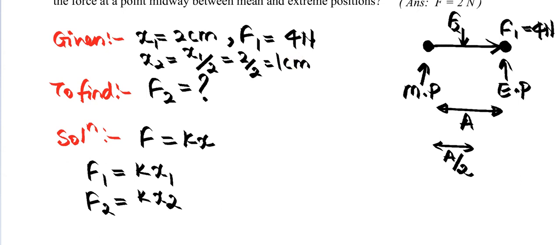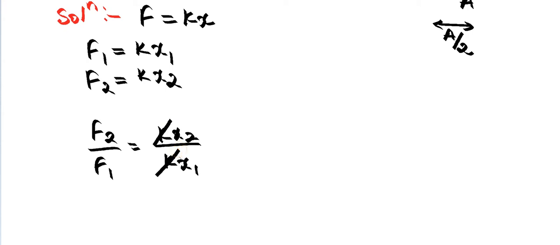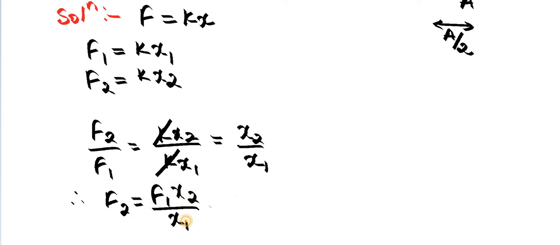Now using these values I'm going to divide these two equations of F1 and F2. So dividing F2 by F1 is equal to kx2 upon kx1. So this k and k term will get cancelled out because those are common terms, and now it will become x2 upon x1. So now what is the aim? I have to find out the value of F2. So F2 is equal to F1 into x2 upon x1.